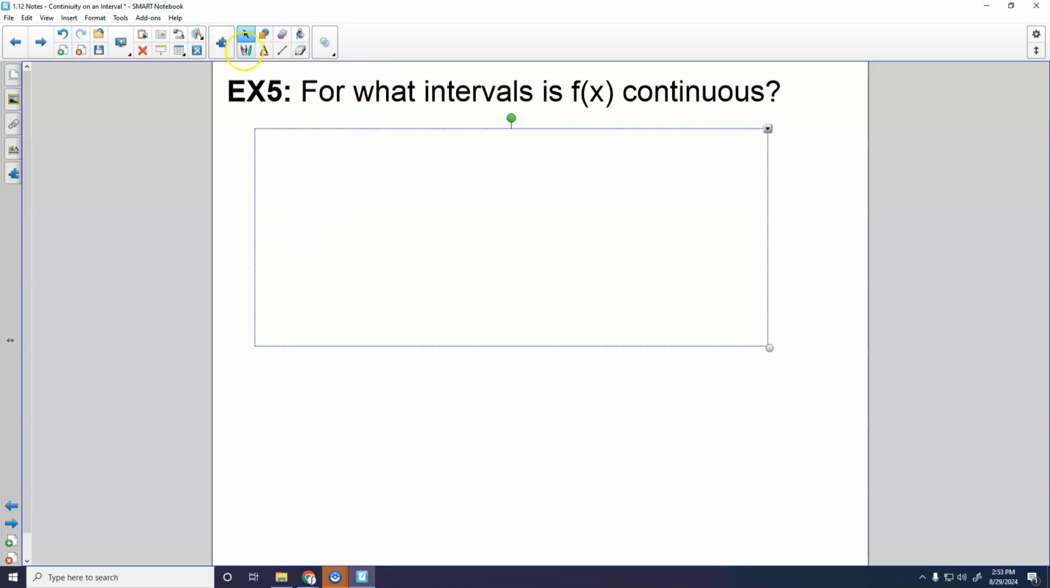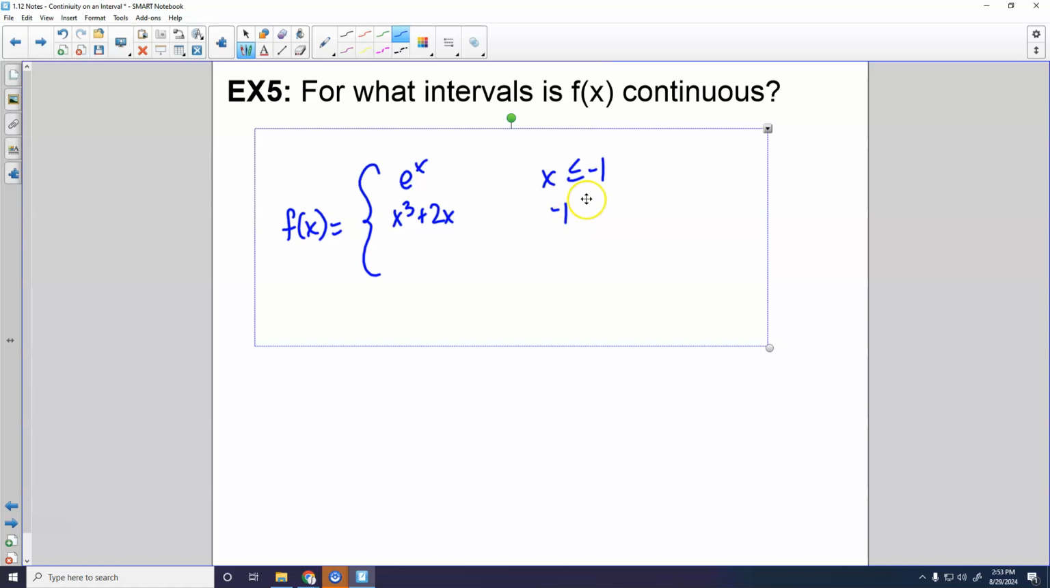We got f of x equals e to the x for x less than or equal to negative 1. We got x to the third plus 2x for negative 1 less than x less than or equal to 0. We got 5x over x minus 2 for 0 less than x less than or equal to 4. And we got cosine of 3x. Okay, what was that last condition? Greater than 4. Okay, all right.